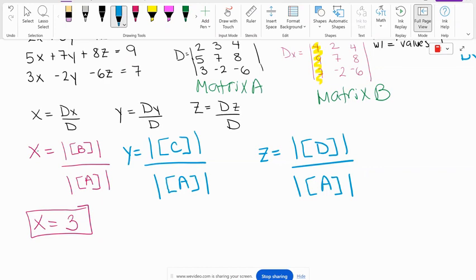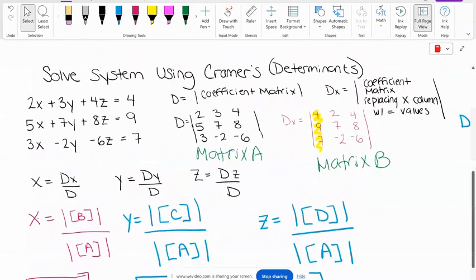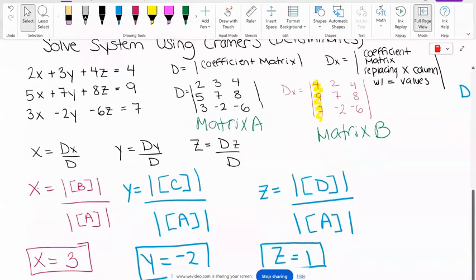All right, who has answers? Who has Y for me? Anthony? Negative 2. I got the same. Who has Z? 1. Perfect. Anybody need to see me do either one of those? Perfect. Okay, so I showed you how to solve on the calculators using determinants. You still need to show me some work, right? You would at least have to show me this setup.